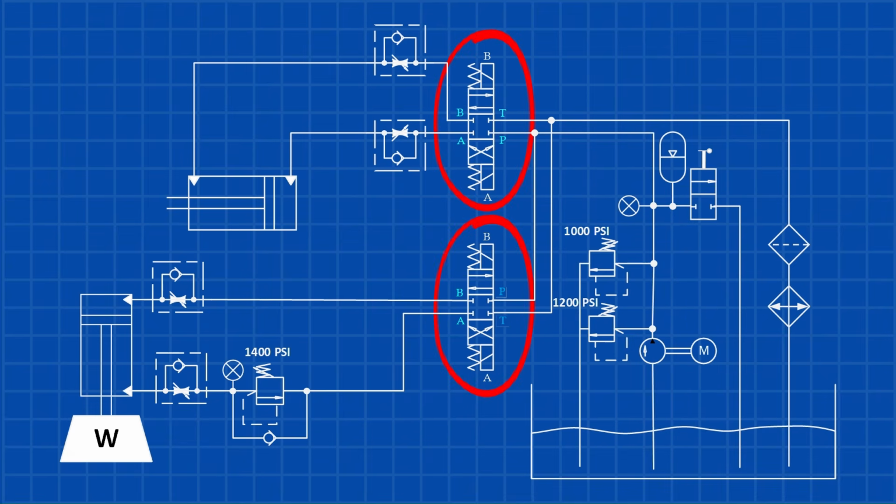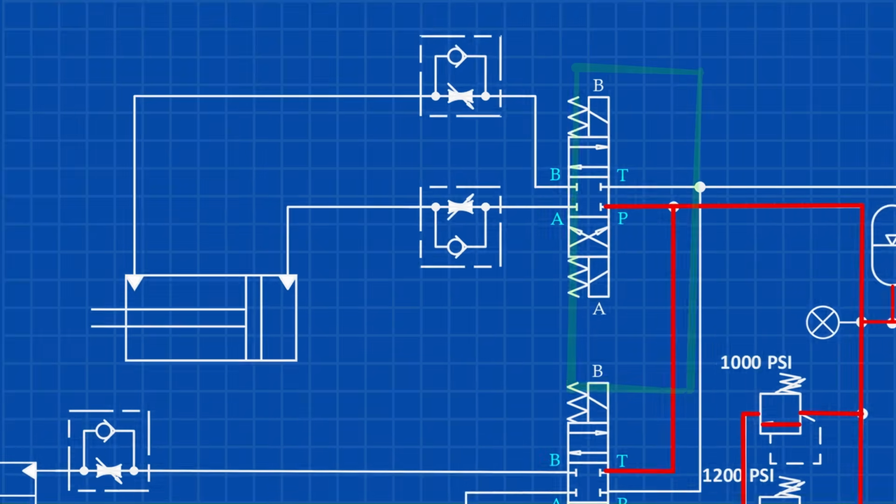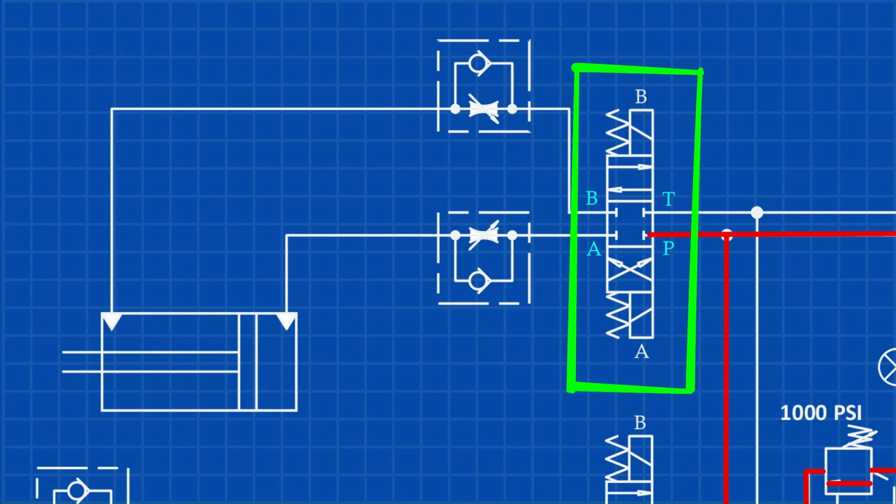Now let's look at directional valves. At first glance, directional control valves can look complicated, but they become much easier once you understand how to read them. Each box in the symbol represents one position of the valve. So, a valve with 3 boxes has 3 possible positions, and the lines inside each box show the path the oil can take in that position.